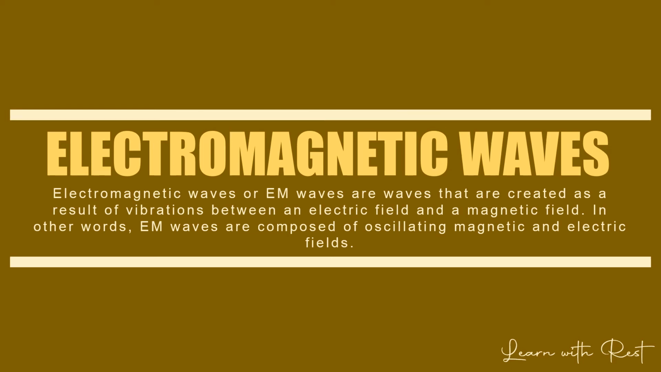Electromagnetic waves differ from mechanical waves in that they do not require a medium to propagate. This means that electromagnetic waves can travel not only through air and solid materials, but also through the vacuum of space. Electromagnetic waves, or EM waves, are waves that are created as a result of vibrations between an electric field and a magnetic field. In other words, EM waves are composed of oscillating magnetic and electric fields.